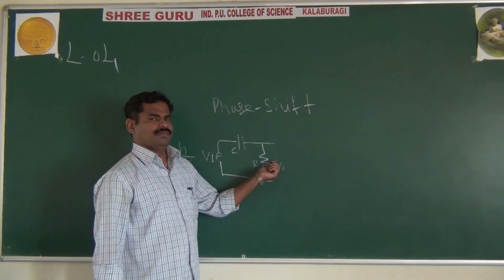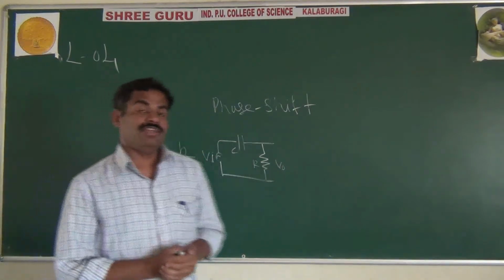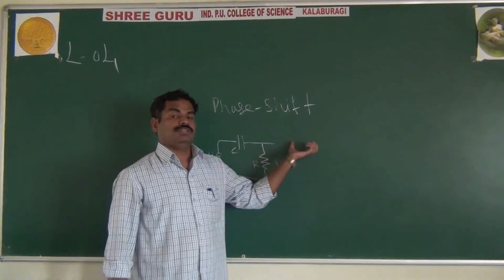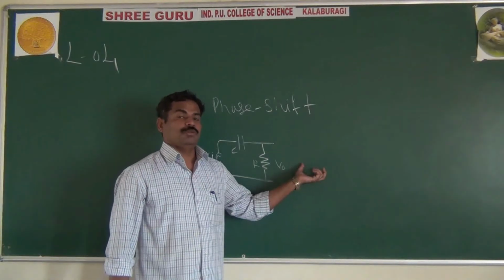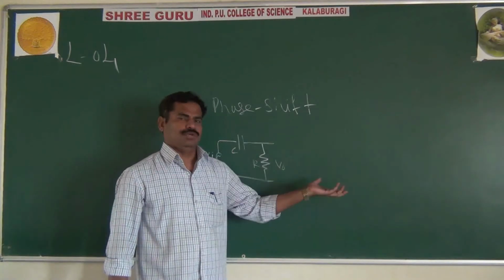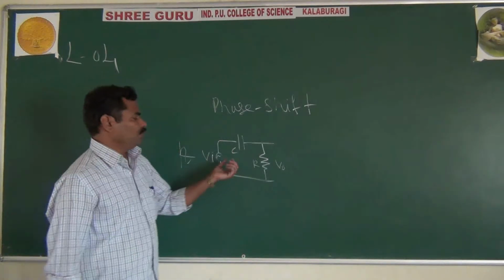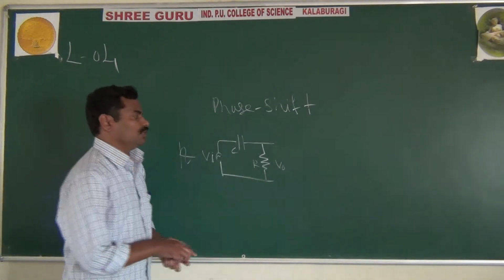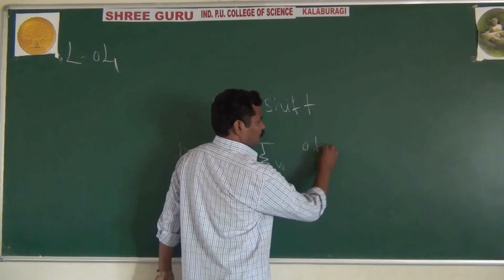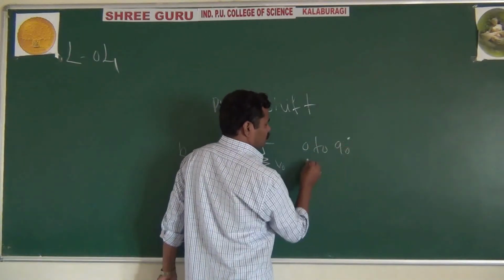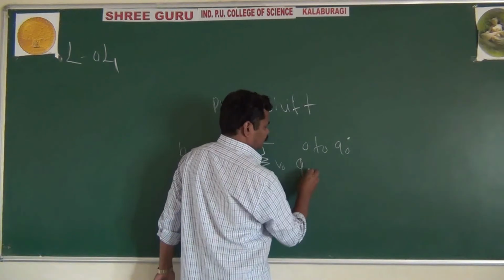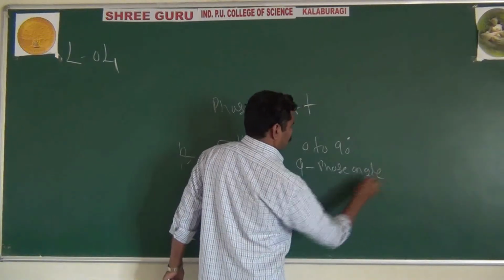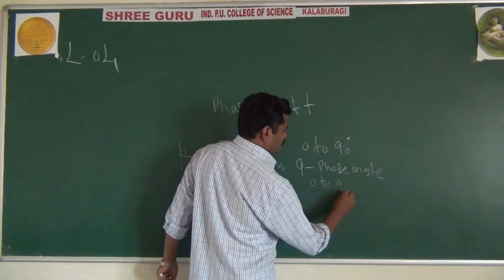And as you studied already, what is in phase and what is out of phase? If the input and output are in the same direction, that is in phase. If the input and output are in the opposite direction, that is out of phase. It may be current or voltage. It means if you use a single R and C circuit, they can generate a maximum phase angle of 0 to 90 degrees.